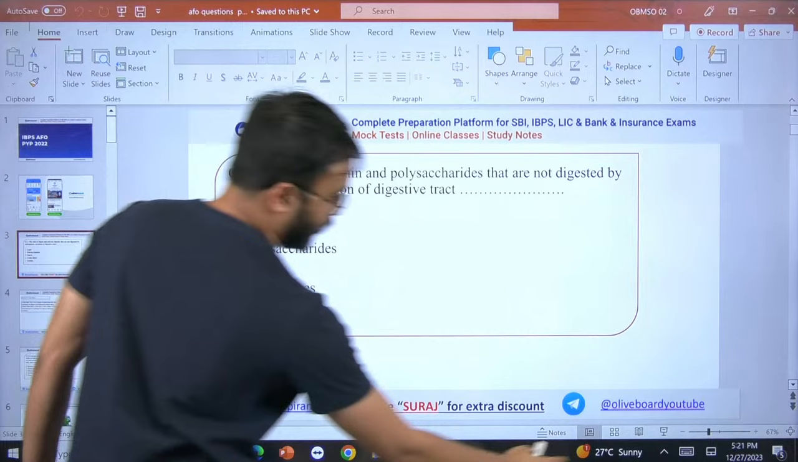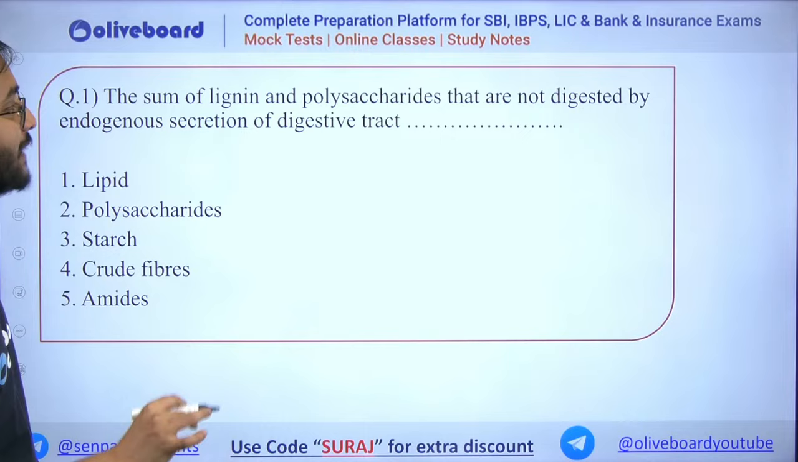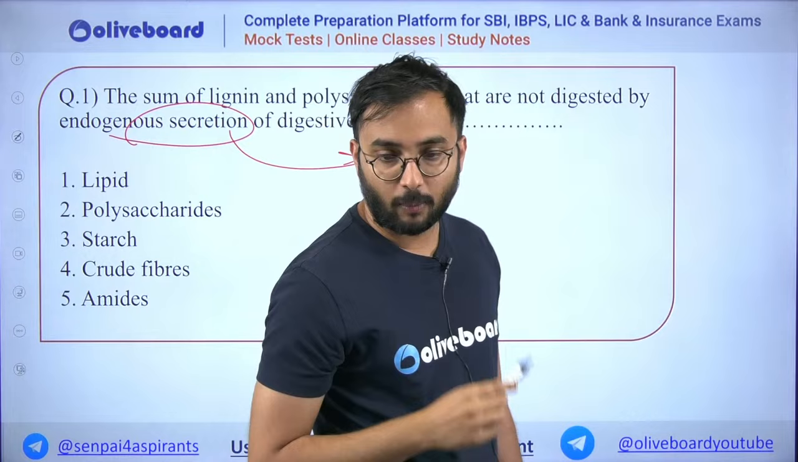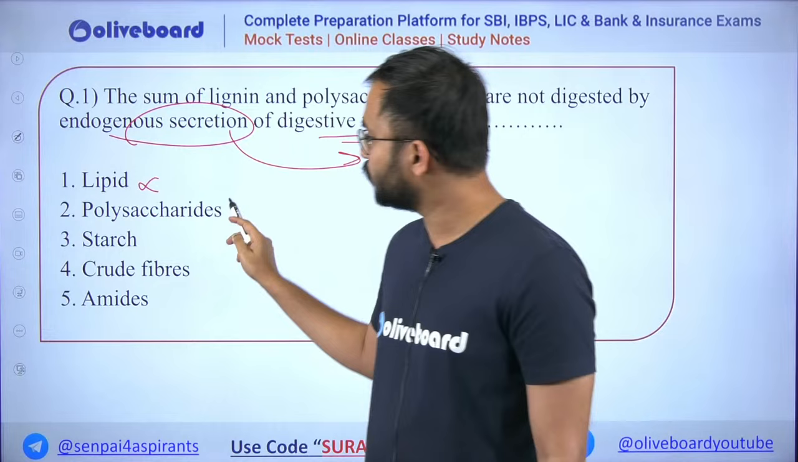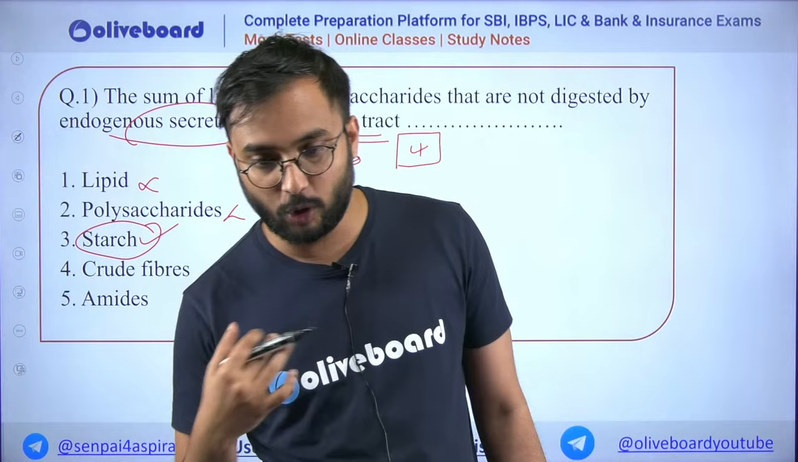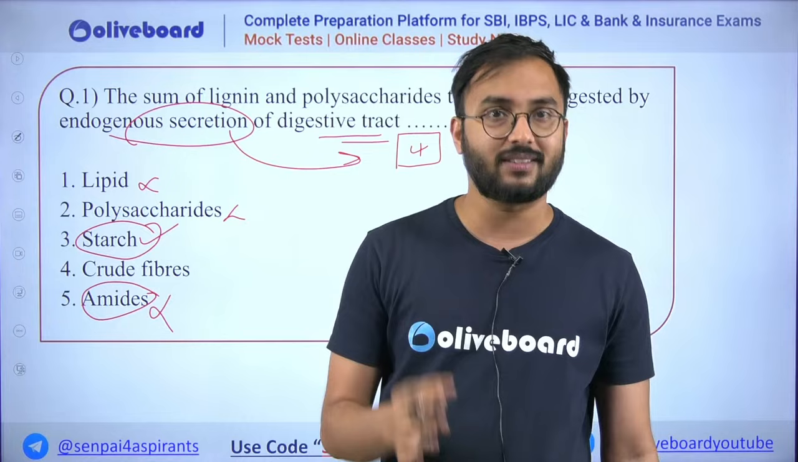So the question here, as I tell you all, it is what? The sum of lignin and polysaccharides that are not digested by endogenous secretion. So what are those components of your food which are not digested by your body, but they help in the digestion of other components which are there in your food? Are those lipids? No. Are those polysaccharides? No. Are those starch? No. Starch related to your carbohydrates or maybe your complex carbohydrates or maybe your sugars. Amides? No, not essentially. Amides are actually related to your protein synthesis in the body.